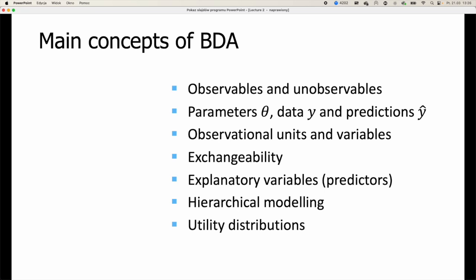Clear? Okay. Explanatory variables, which are also known as predictors. In the case of classification analysis, we often call them features. These are values that we use to predict something.